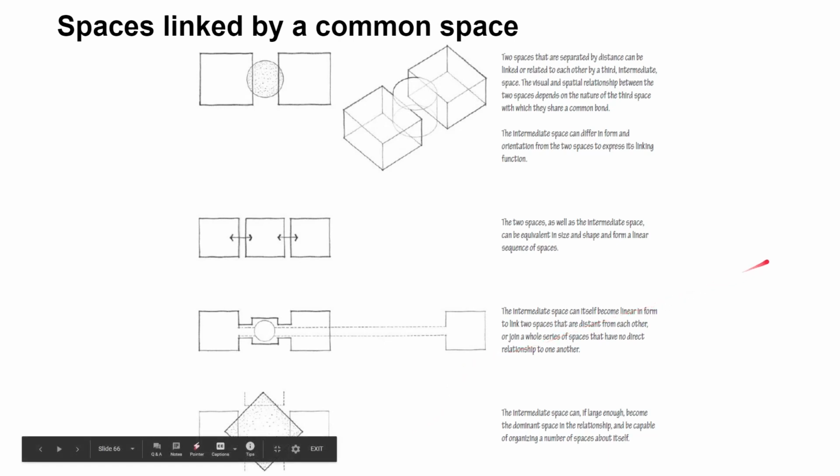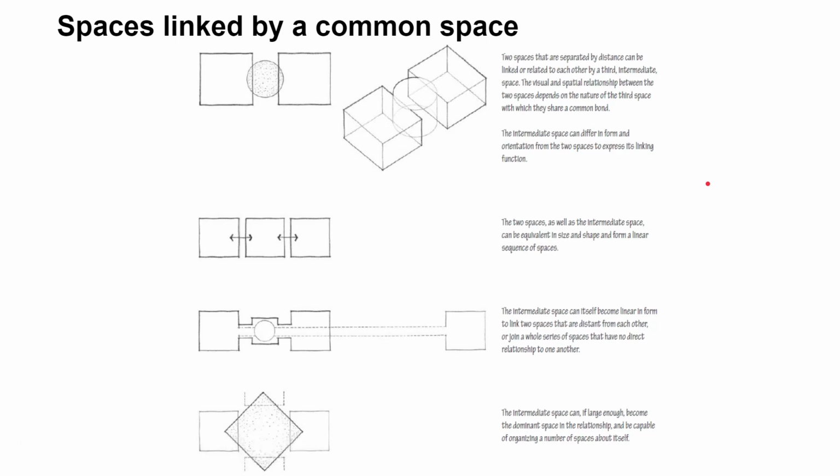So spaces linked by a common space. Two spaces that are separated by a distance can be linked or related to each other by a third or intermediate space. So the visual and spatial relationship between the two spaces depends on the nature of the third space to which they are commonly bound. So for example, this would be the inner lobby of a hotel, and this would be the exterior environment or the landscape or urban street.